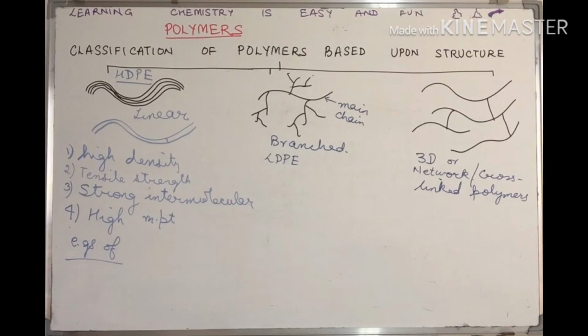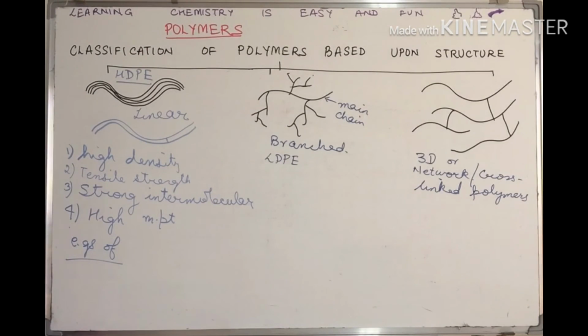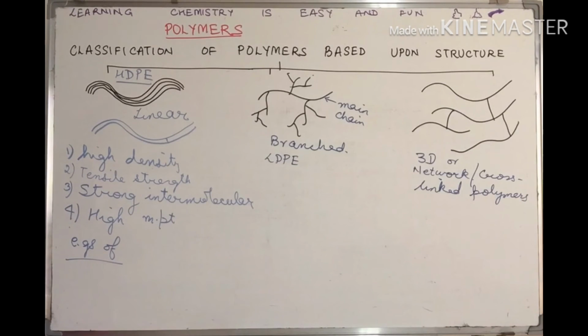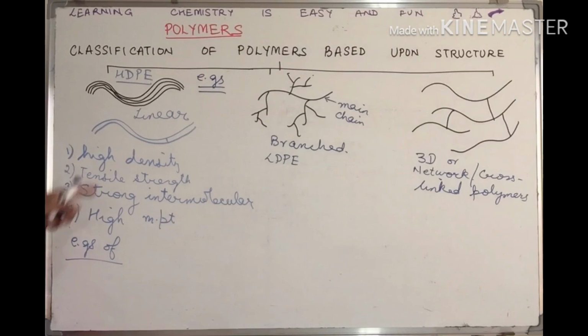The 3D or network, I've given you the example. Yes, it's the melamine, correct? Even your electric sockets and all, made up of bakelite, they are also examples of 3D or network or cross-linked polymers. Find out what polymers are categorized into each, at least three examples of each. Stay with us as we continue with the classification of polymers.